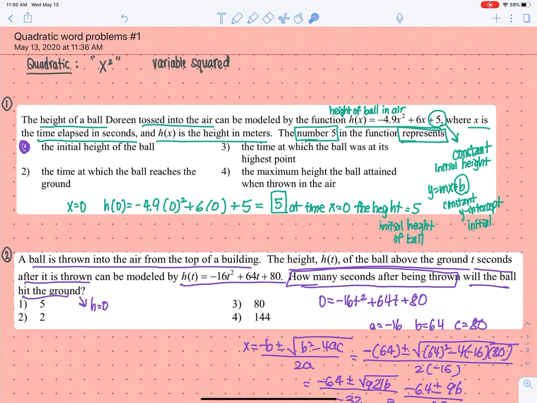If 5 is the initial height, then that means time is 0, because that's what we're starting with, time 0. So wherever we see the x, if you plug in 0, when we put all of this in the calculator, we actually get 5. And so this proves why at the time x equals 0, the height is 5, which really means the initial height of the ball. I hope that was clear enough.